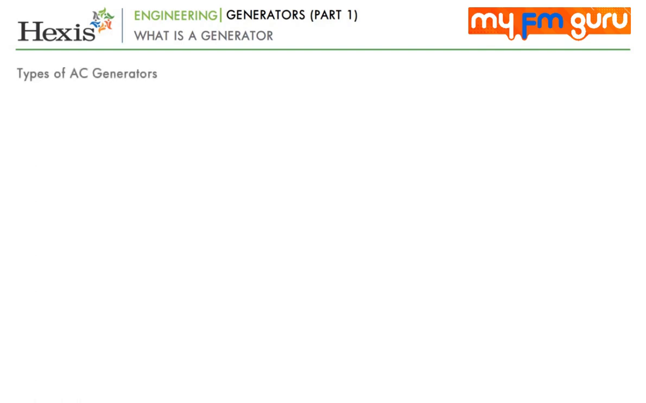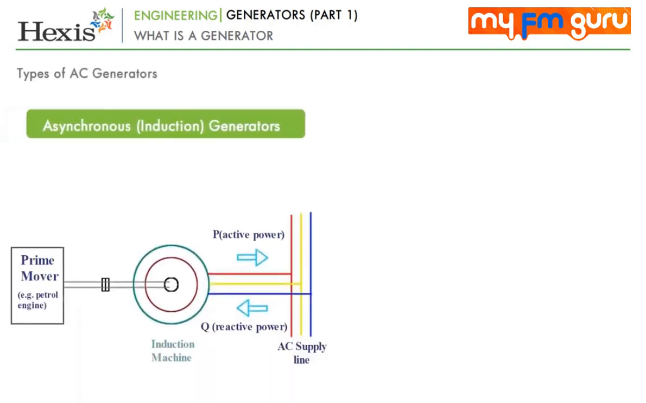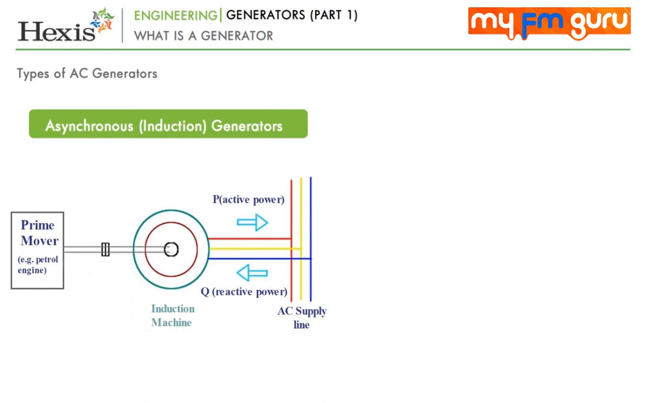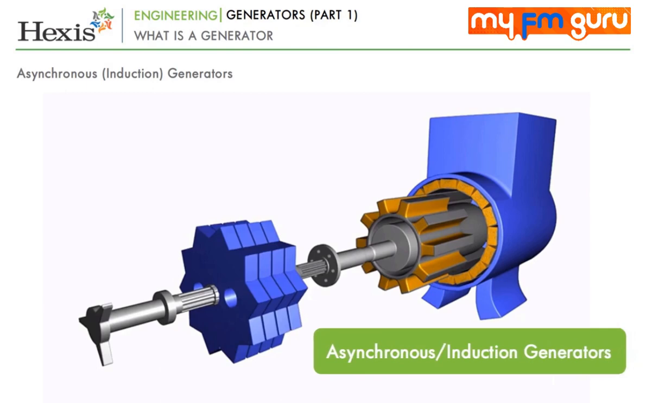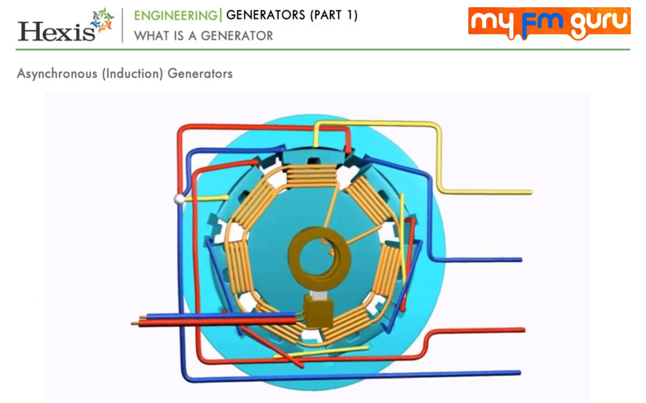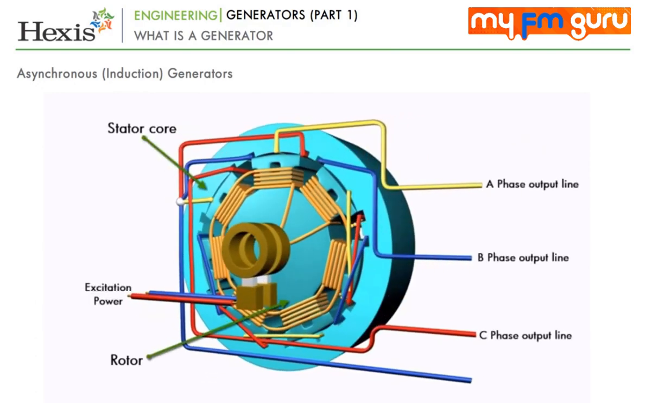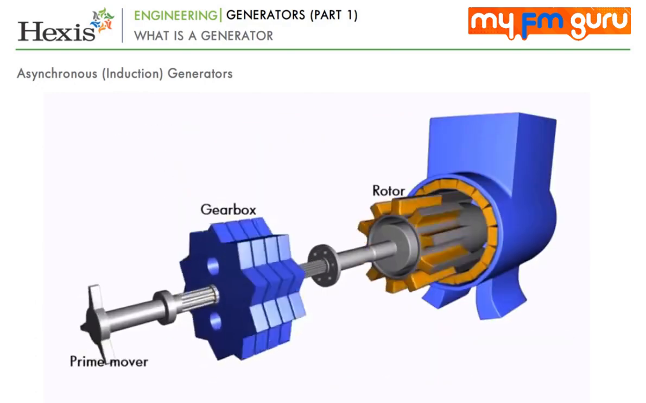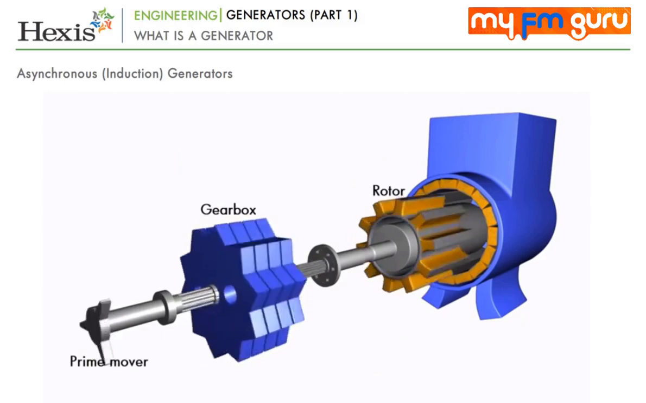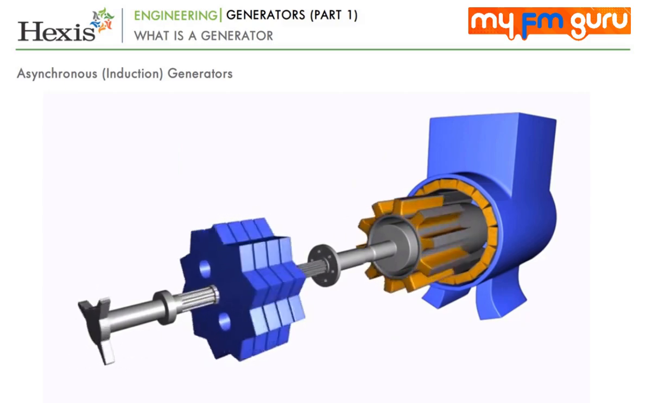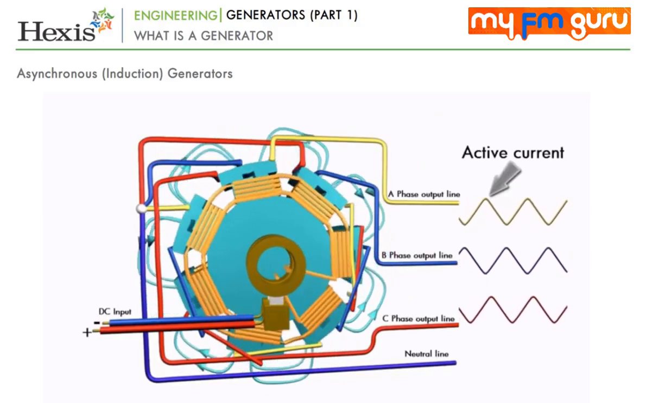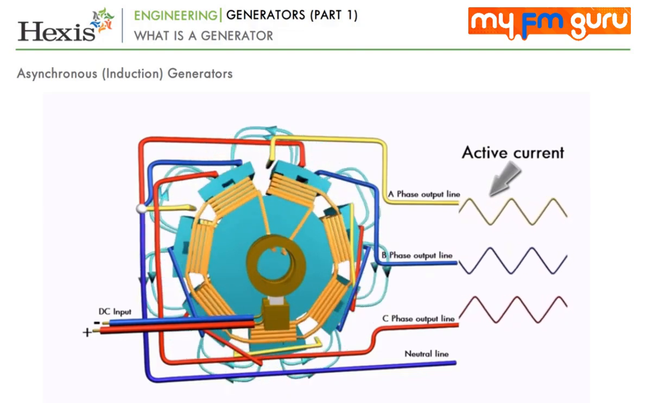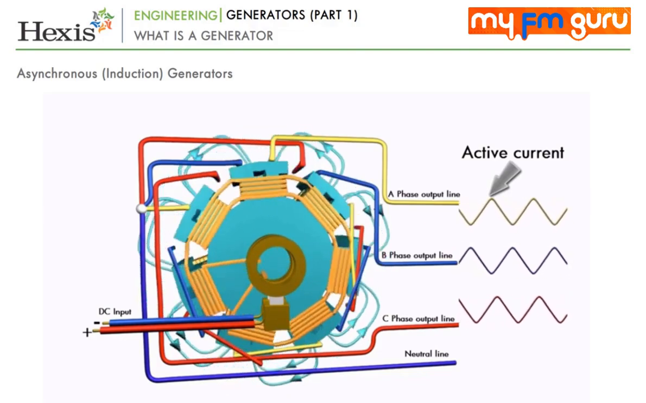AC generators are further classified into two types: asynchronous or induction generators and synchronous generators. Let us understand the working of asynchronous or induction generators. In an asynchronous generator, the stator magnetic flux induces currents in the rotor. The prime mover then drives the rotor above the synchronous speed, causing the opposing rotor flux to cut the stator coils, producing active current in the stator coils, thus sending power back to the output terminals.